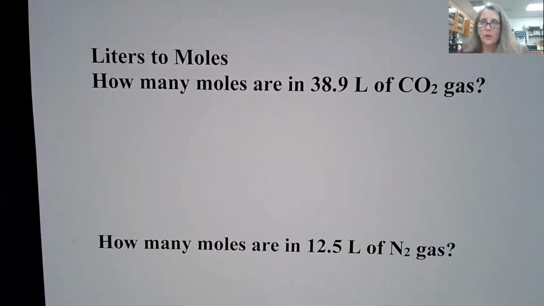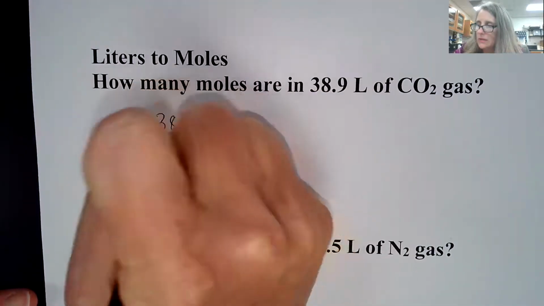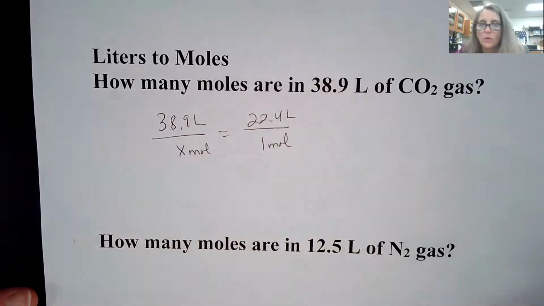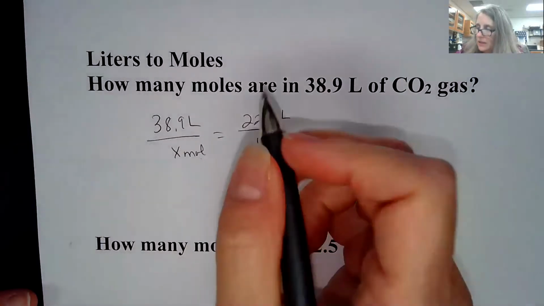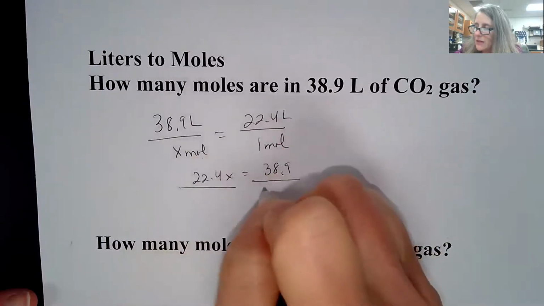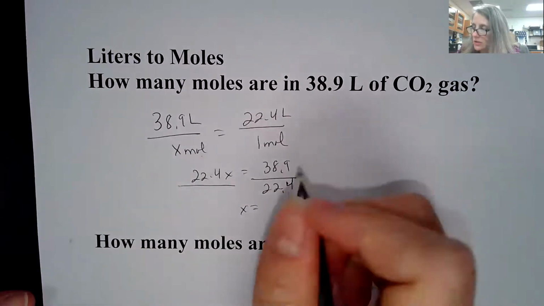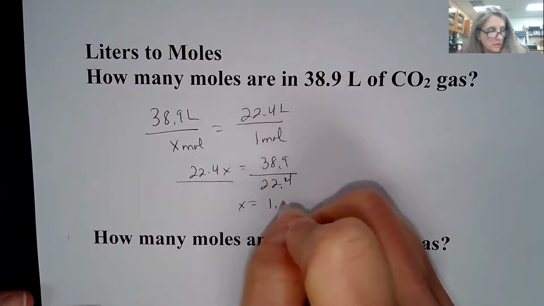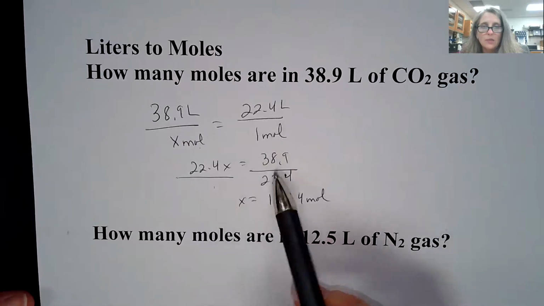So what if we went the other way? Well, all I'm doing is changing where the X is. So I'm going to take 38.9 liters over number of moles is equal to 22.4 liters over 1 mole. So when you're setting up this relationship, again, it doesn't matter what the gas happens to be, but I am doing 22.4x is equal to 38.9. So I have to divide both sides by 22.4 in order to solve for x. And again, this is just so that everybody hears me and sees it done correctly. So I get around 1.74 moles for my answer here. So again, you're going to be dividing by 22.4.